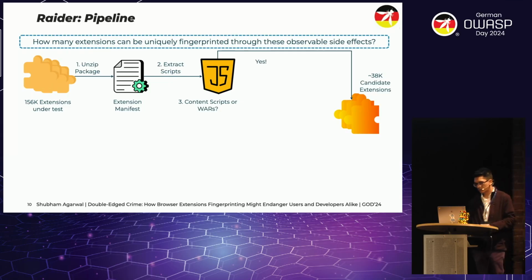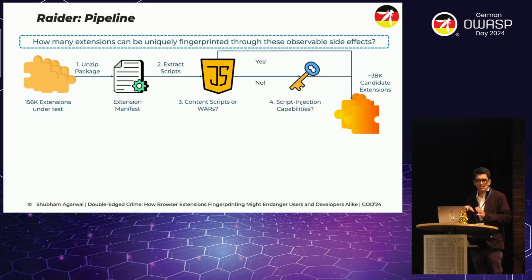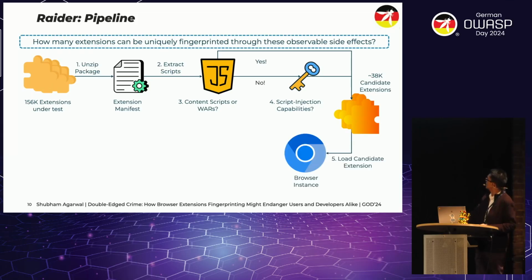in any arbitrary website. And if they do not include any script in the manifest directly but have permission to do so, which is another level of executing scripts arbitrarily, we include them in our data set, which gives us roughly around 38K extensions that we analyze later on.